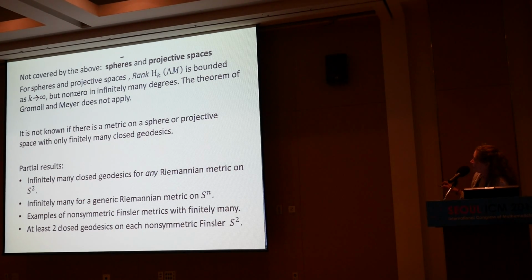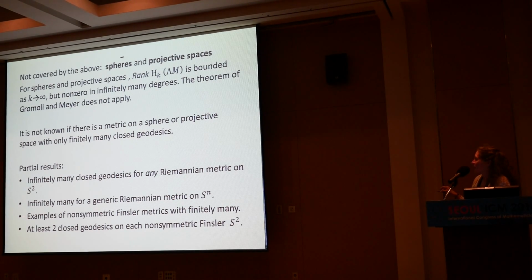There are infinitely many closed geodesics for any Riemannian metric on a two-sphere. This very nice theorem took almost a century to prove. There are infinitely many closed geodesics for a generic metric on any sphere. By the way, when I say sphere, I mean n is bigger than 1. I don't think the S1 is a sphere.